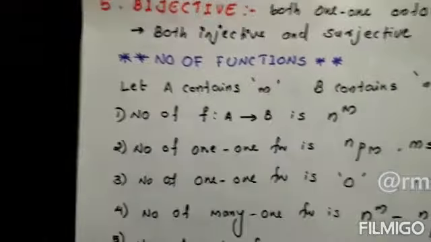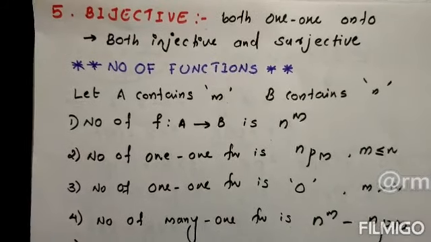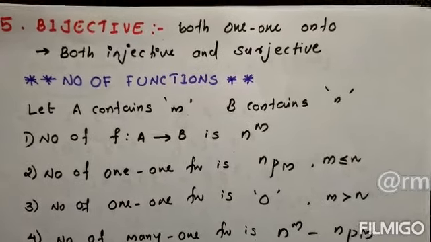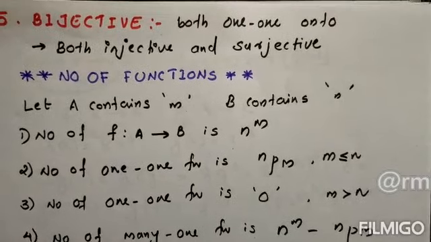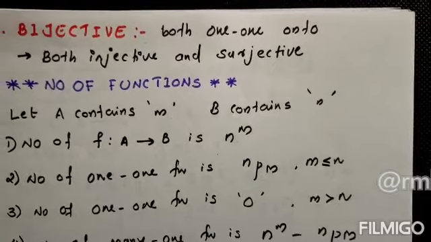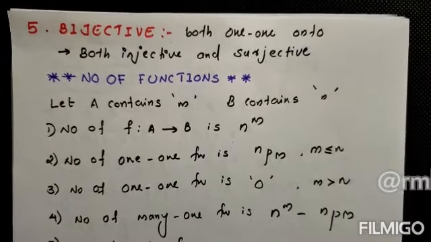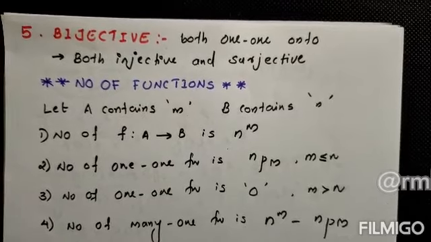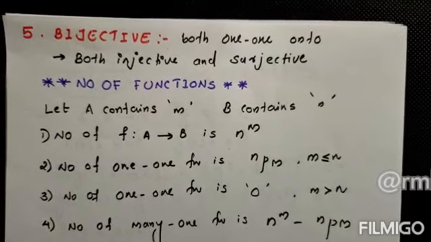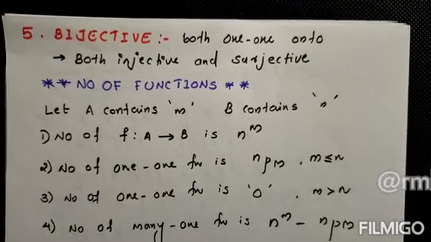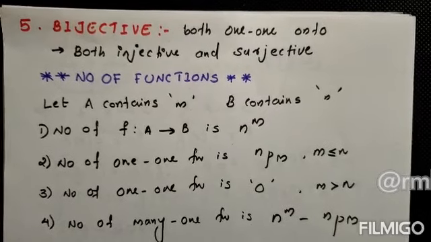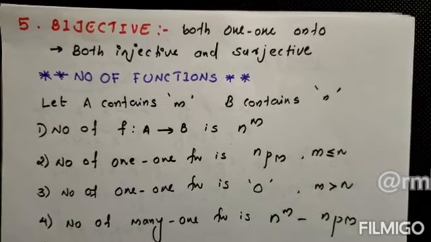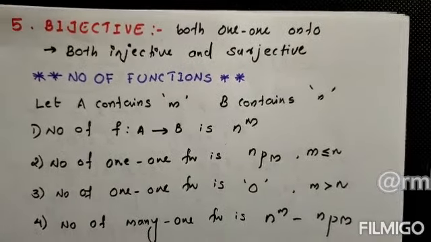Next case is the number of functions. Very important for entrance exams. Let A contain m elements and B contain n elements. The number of functions from A to B is n raised to m. Number of 1-1 functions is nPm, where m is less than or equal to n. Number of 1-1 functions is 0 when m is greater than n: if the first set contains more elements than the second, then the number of 1-1 functions is 0. Number of many-one functions is total minus 1-1, that is n^m minus nPm.